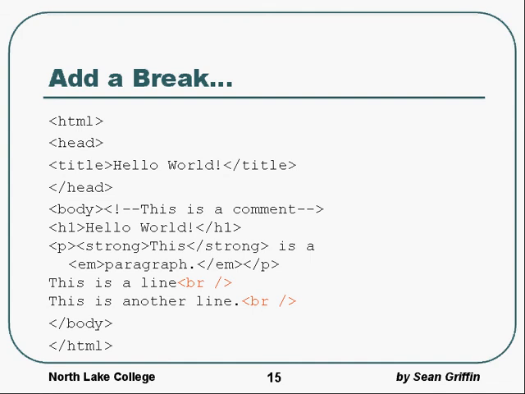Now this is an example of us adding a line break. So I've added the text. This is a line. And then I line break to make sure that the text that says this is another line does not appear on the same line. It will actually appear because of the break on its own line. And this is an example of a very simple page and how to add the tags.